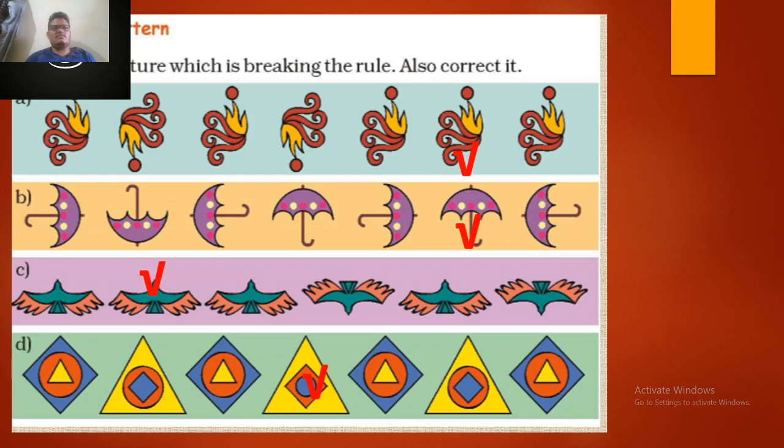Now here, mark the picture which is breaking the rule. Also correct the picture. You can see here which picture is breaking the rule. We can see this red dot is here. In the next step, the red dot is downside. Again the red dot is upside. Again the red dot is downside, upside. But in the next step, what should happen? This red dot should be in the downside, but it is upside. So this picture is breaking the rule of the pattern.